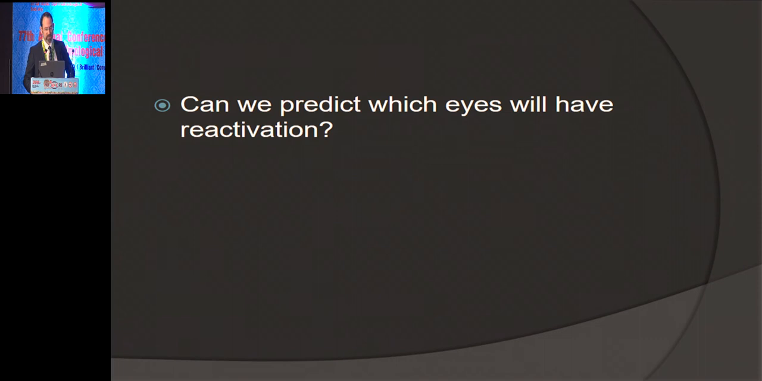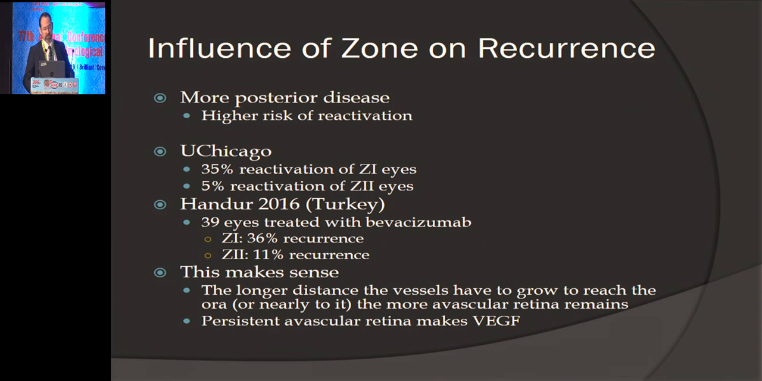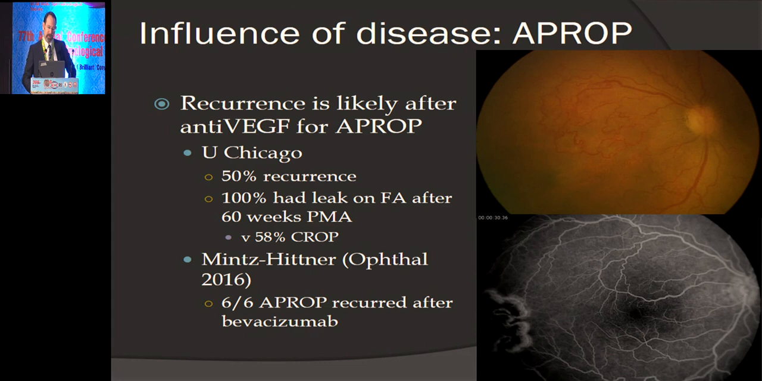So then, can we predict which eyes are going to recur? We think that it's related to the zone. More eyes in our study recurred in zone 1 than in zone 2, and this was similar in other studies as well. This makes sense, since you initially cause regression of the extraretinal vessels, and then the normal retinal vessels have to grow anteriorly, and if there's more distance to grow, there's more chance that they won't make it to the ora, and then there'll still be persistent avascular retina. Again, APROP seems to be a factor.